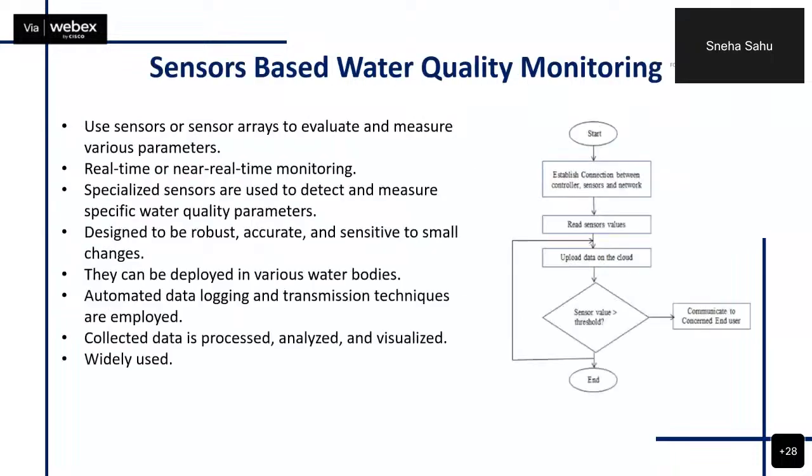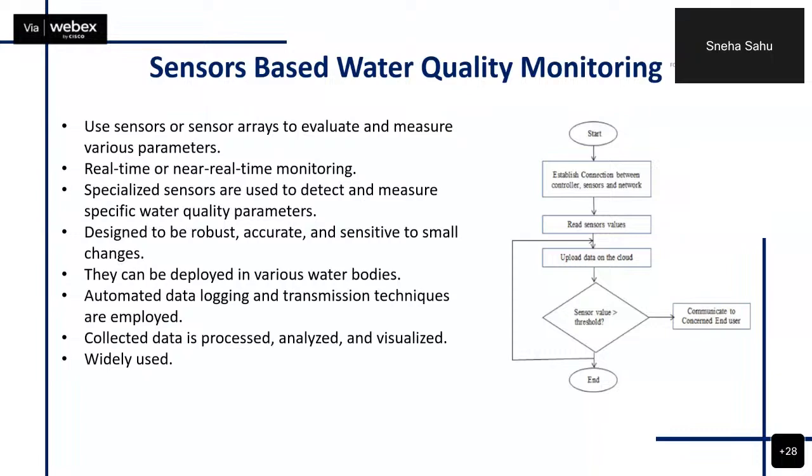The next intervention is the sensor-based water quality monitoring system. It is used in various parts of India. It uses sensors or sensor arrays to measure various parameters or indicators of water quality. These systems provide real-time or near real-time monitoring of water bodies, enabling continuous data collection and analysis. Specialized sensors are used to detect and measure specific water quality parameters. Sensors are designed to be robust, accurate, and sensitive to small changes in water quality.